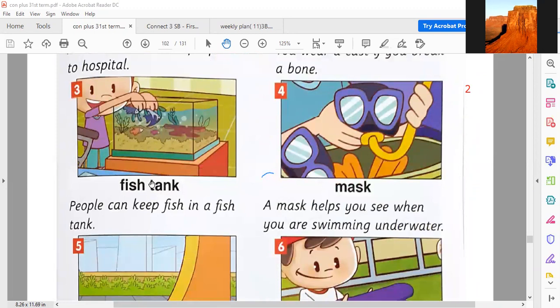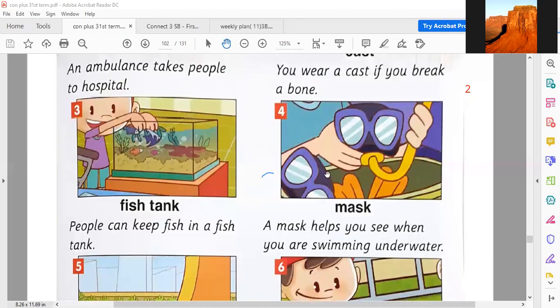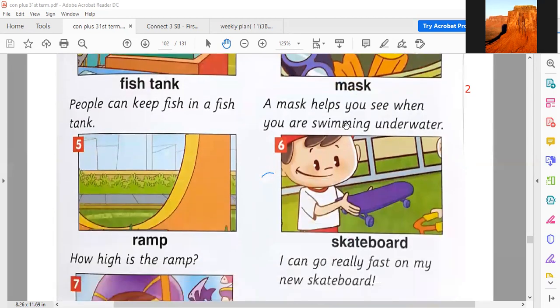Picture number 3, fish tank. Fish tank is a box for fish. Number 4, mask. Mask. We use mask when we swim underwater.